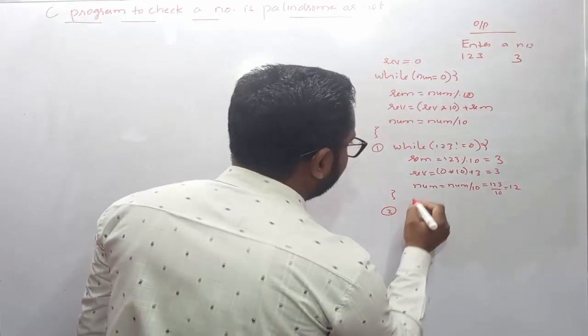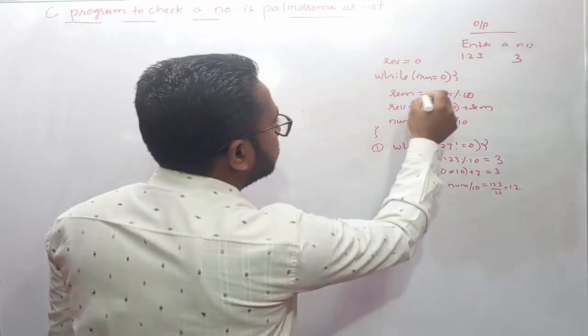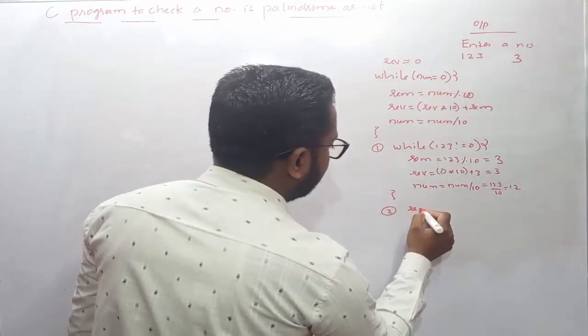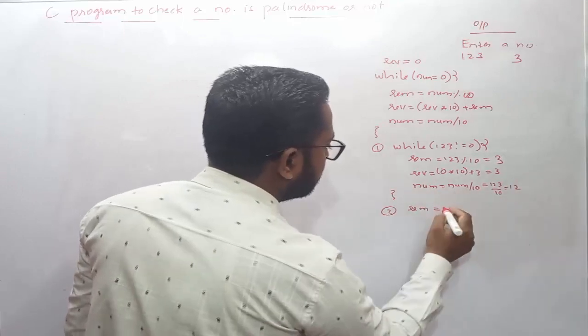Now in the second iteration, again we need to perform the same task. Remainder equals num mod 10. So remainder is equal to, what is the value of num? Num is 12.